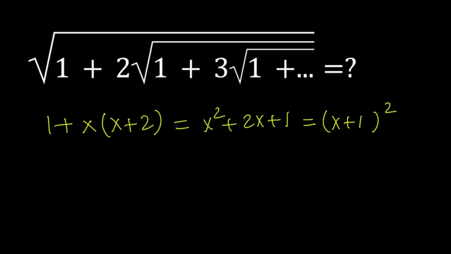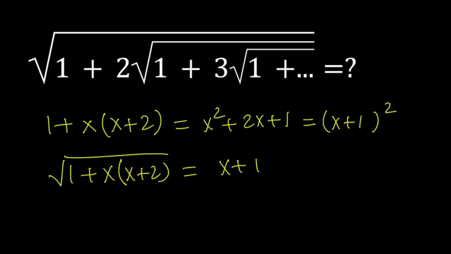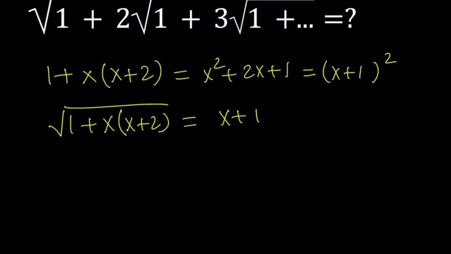Everything is positive. So if you square root both sides, you get the square root of 1 plus x times x plus 2 equals x plus 1, because I square rooted x plus 1 squared, and again, x is positive, so x plus 1 is also positive. Great. Well, we're going to make it greater. So this is the key to the solution. So pay attention to this, because we're going to keep using this over and over.